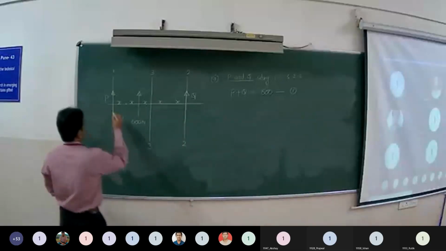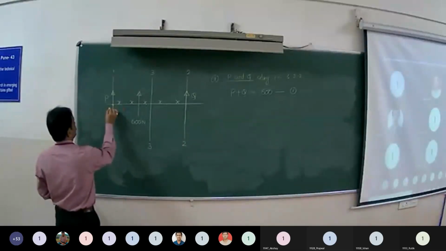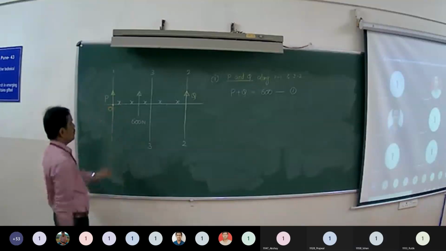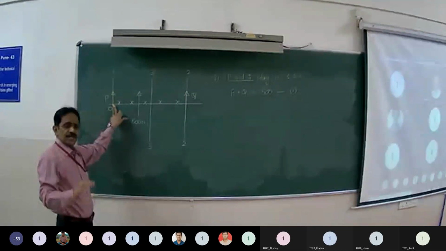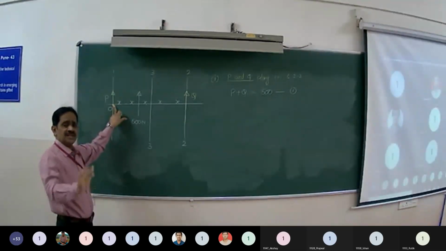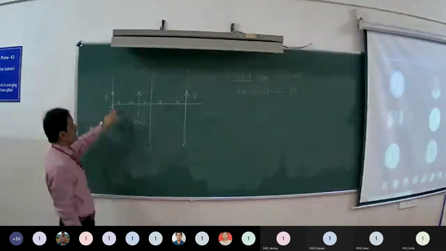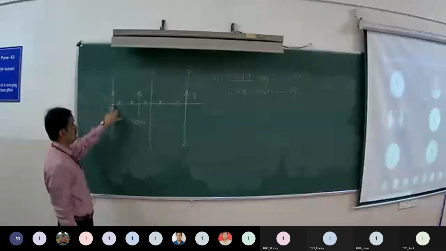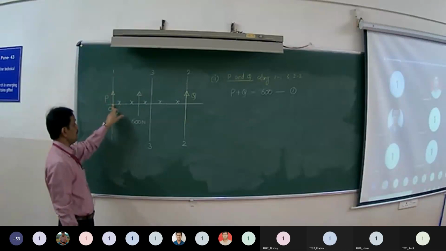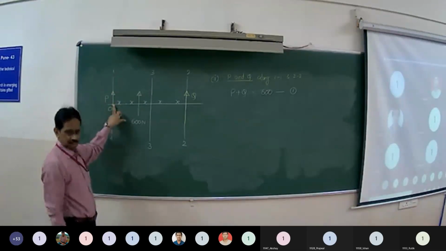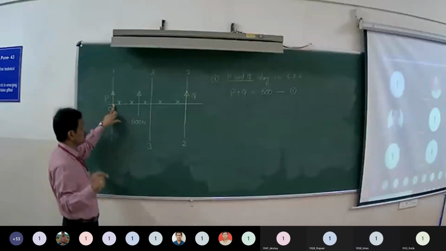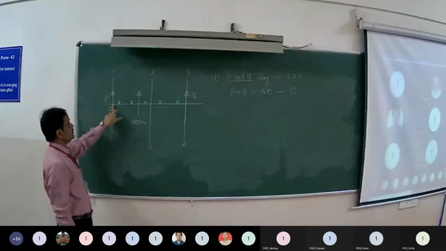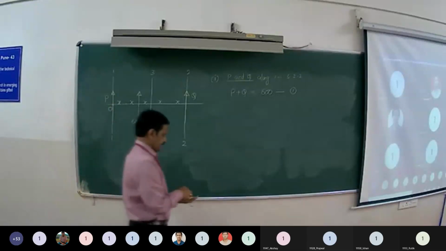So I am considering point O on the line of action of P. See, to use Varignon's theorem, you can take moments about any point in the plane. So why am I taking this point O on P? Because I can eliminate the moment of P about point O. It will be 0. To make the calculations simple, I am considering this point on the line of action of P.